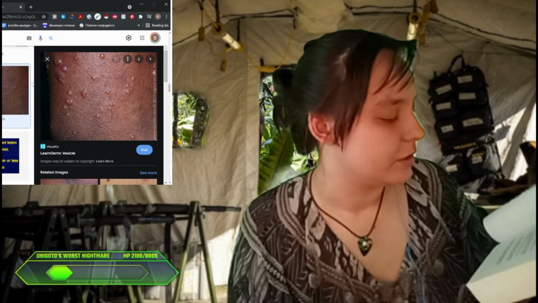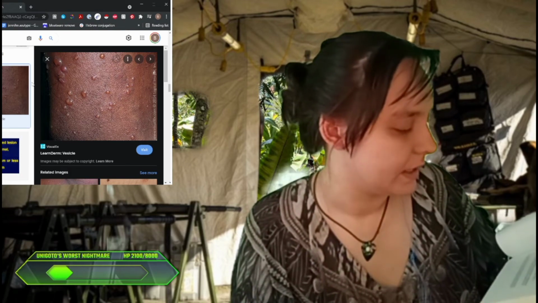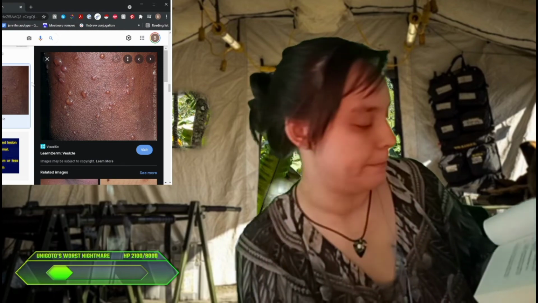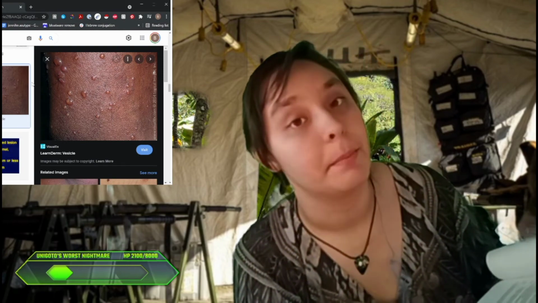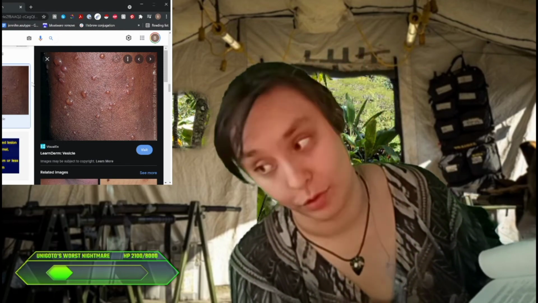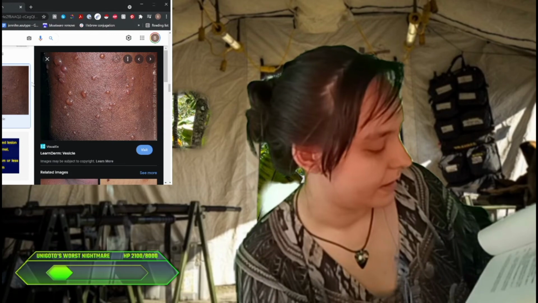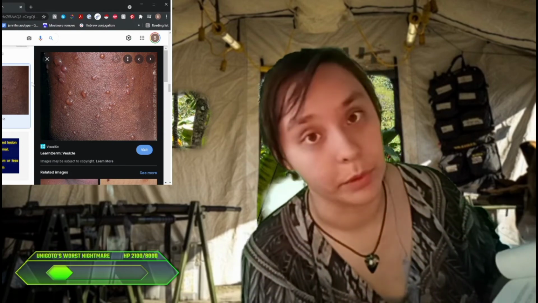Circumscribed elevated lesion, 5 millimeters or smaller, containing serous fluid. Serous fluid means it's clear. If it has pus in it, it is a pustule. Right, so this is a vesicle. It's like a tiny, tiny blister. Okay. So, or a bulla, or bulle.